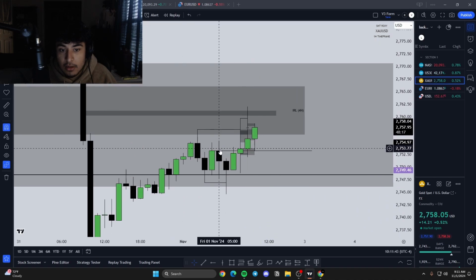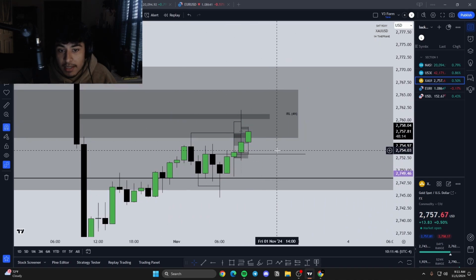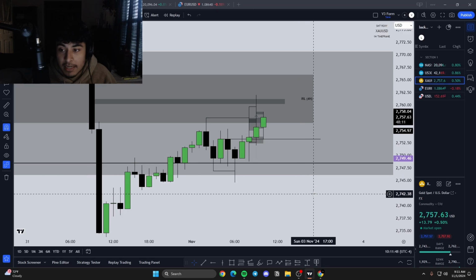This is another thing I saw. We had a bullish order block, but again, we're sweeping the highs. We're unable to close above. We're wicking up and then coming back down. To me, that seems bearish.